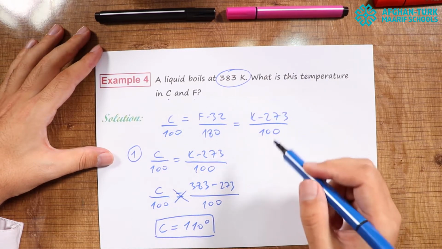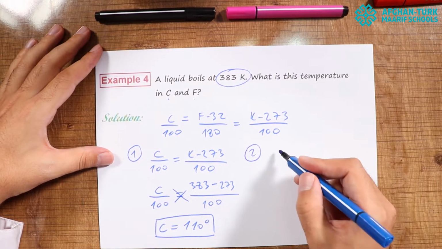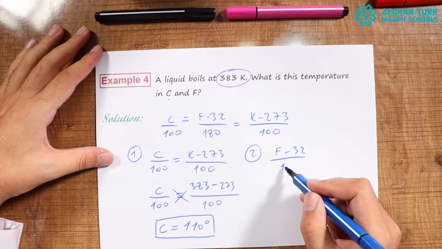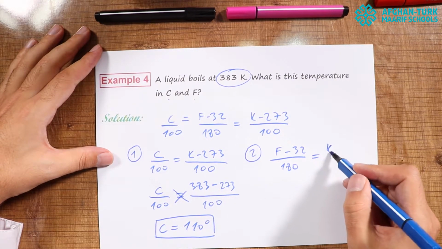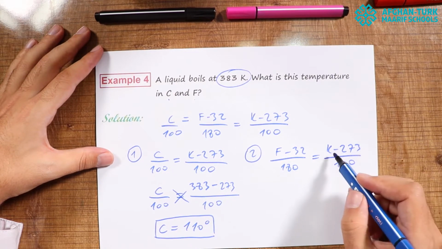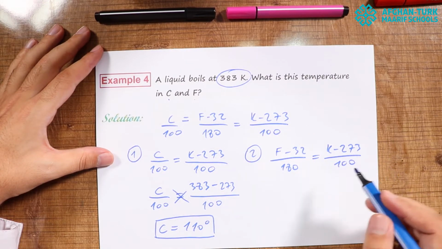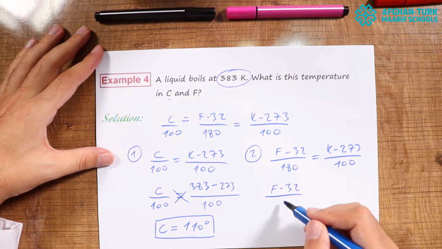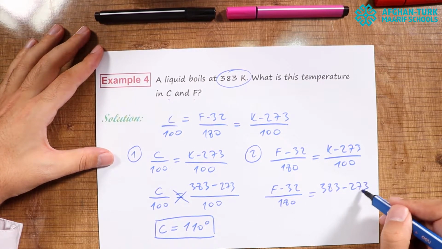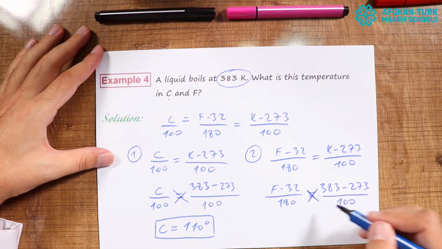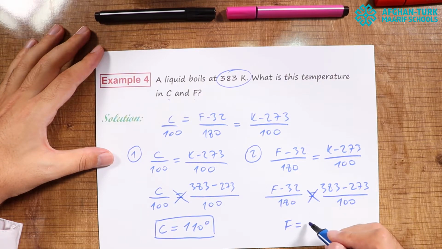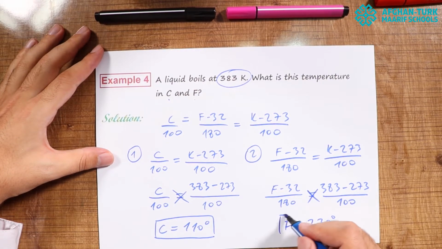So how about the Fahrenheit? This time I will use the right side of the relation, F minus 32 divided by 180, which is equal to K minus 273 divided by 100. And the K was again 383. From here I can find the Fahrenheit as 230 degrees.